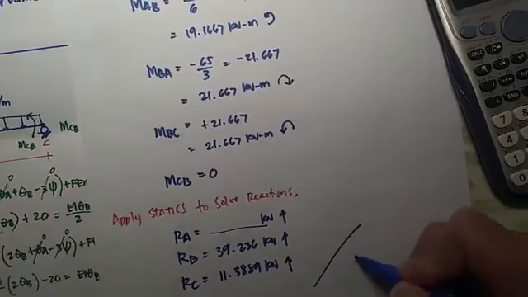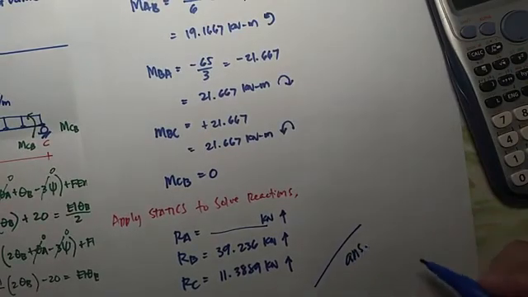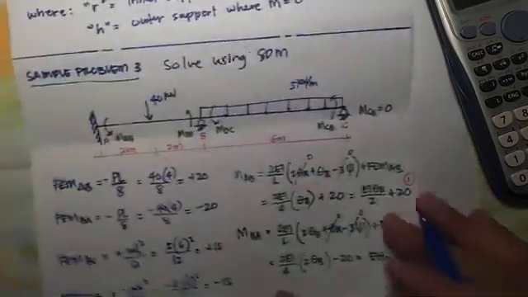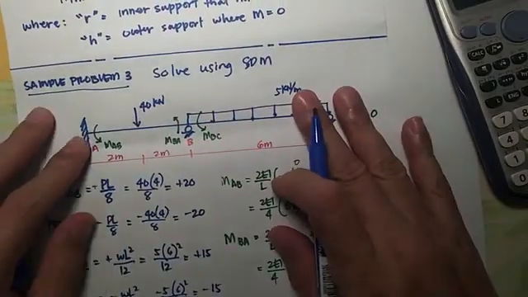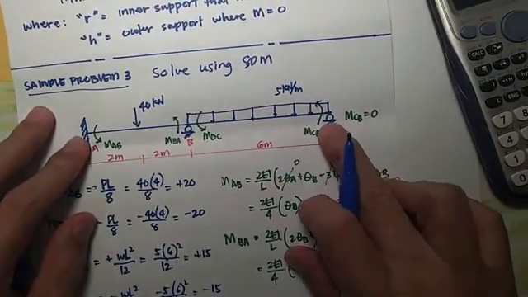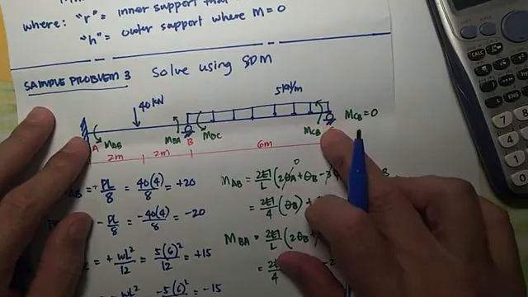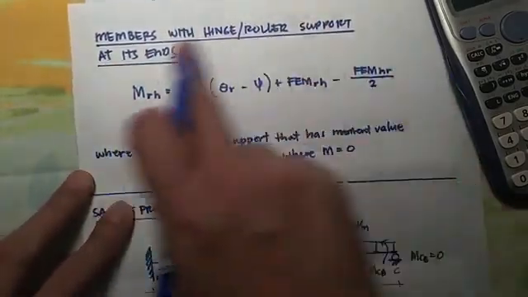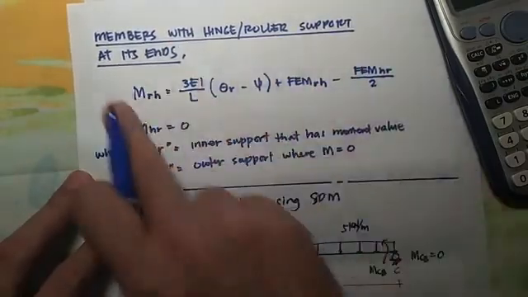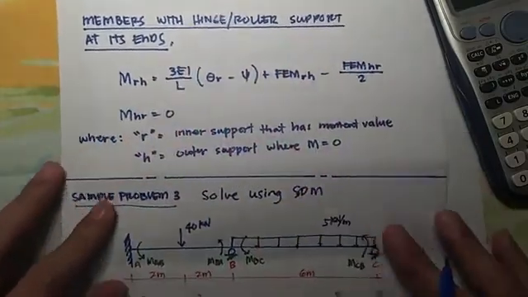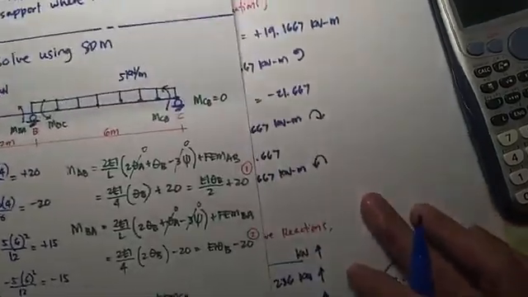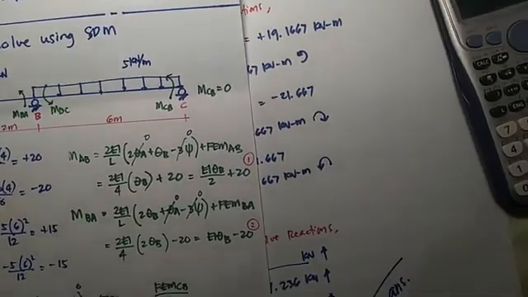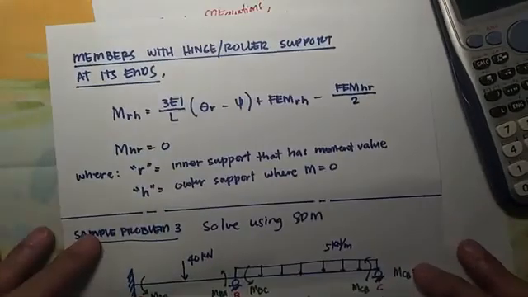Okay, so these are the answers in analyzing continuous beam na merong support sa dulo na hinge o kaya roller. So we can use this modified moment slope deflection equation. Okay, so I hope you learn something about this sample problem. Thank you.